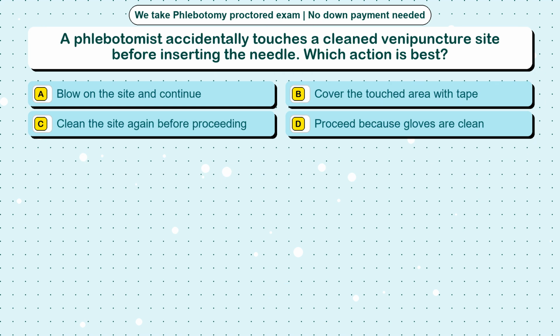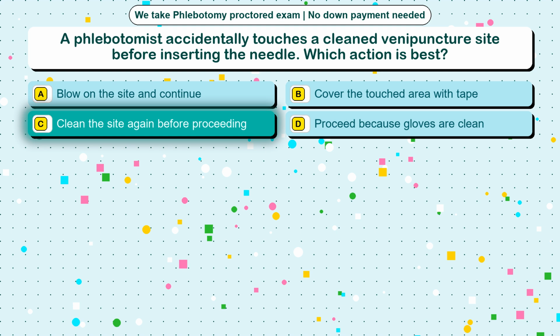Question 73. A phlebotomist accidentally touches a cleaned venipuncture site before inserting the needle. Which action is best? Option A, blow on the site and continue. Option B, cover the touched area with tape. Option C, clean the site again before proceeding. Option D, proceed because gloves are clean. The correct answer is option C, clean the site again before proceeding.